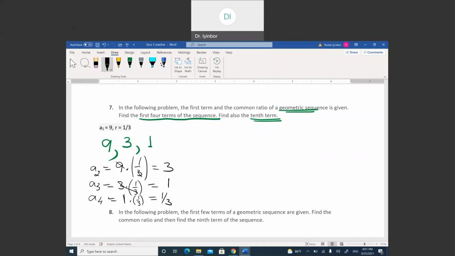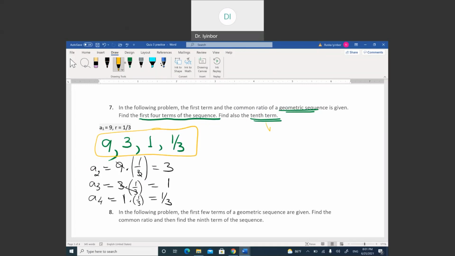So the first 4 terms are 9, 3, 1, and 1/3. So these are the answers for the first 4. And now I have to find the 10th term.